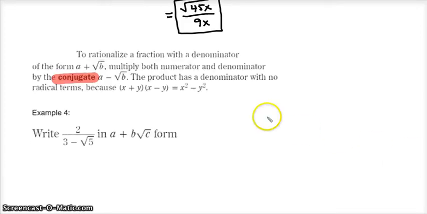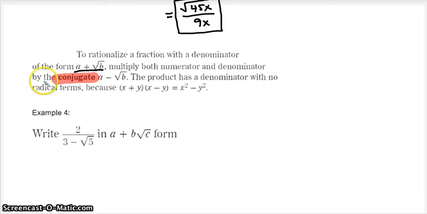Alright, let's move down to talk about some more complex denominators. To rationalize a fraction with a denominator of the form a plus the square root of b, I'm going to multiply both the numerator and the denominator by the conjugate, which would be a minus the square root of b. This is much the same technique that we used when dealing with complex numbers, when we multiplied by the complex conjugate to rationalize the denominator.